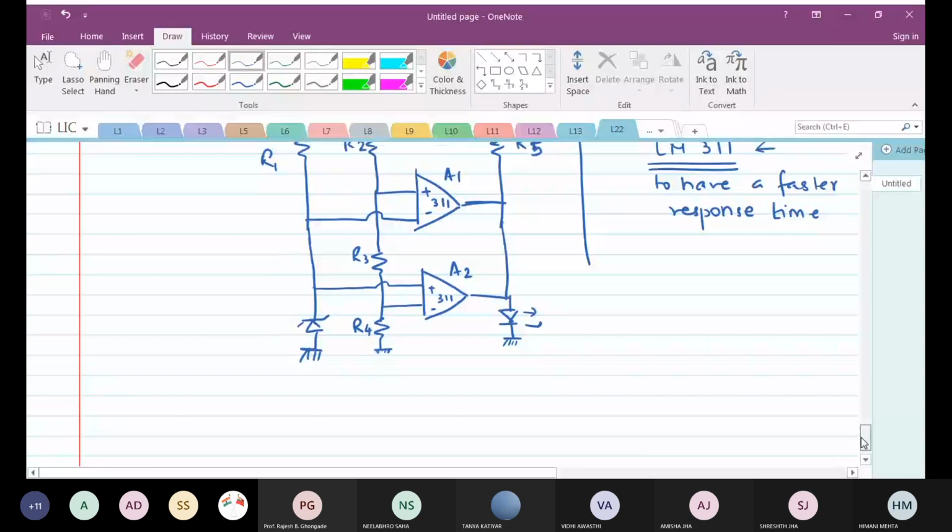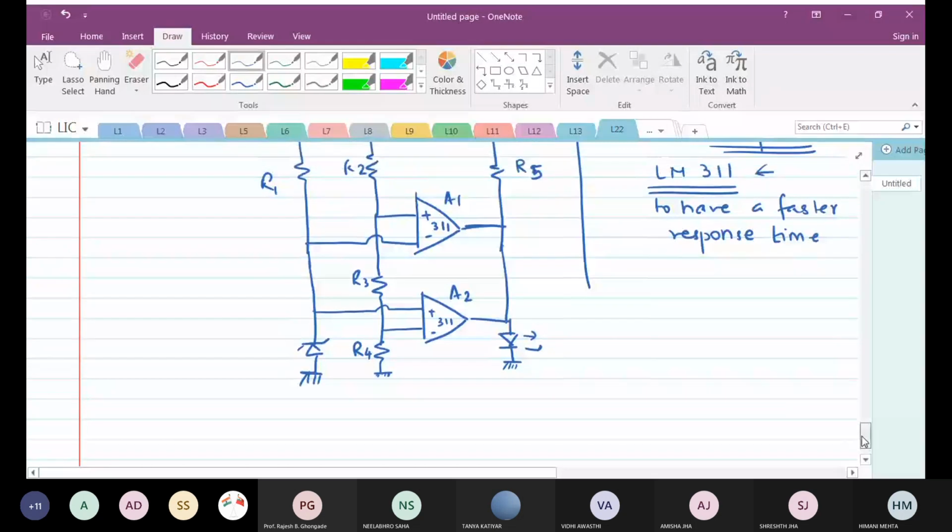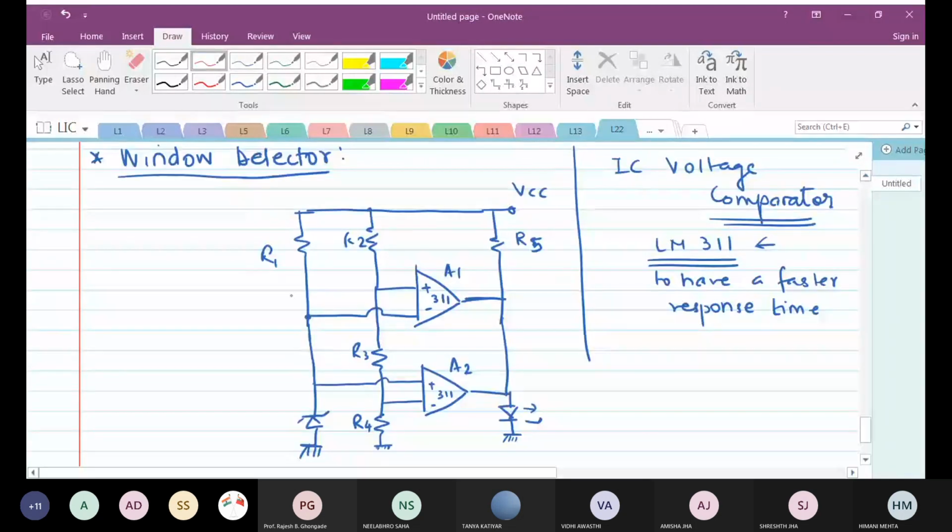Let us break this down into two parts. A1 is one comparator. What is it doing? Which type of comparison is it doing? It is comparing this value to this value, whatever is the input voltage range. So this is the input voltage range, not actually VCC. It is your Vin, whose range you want to find out.